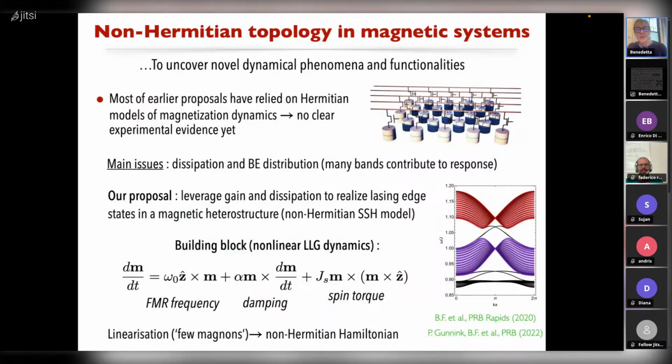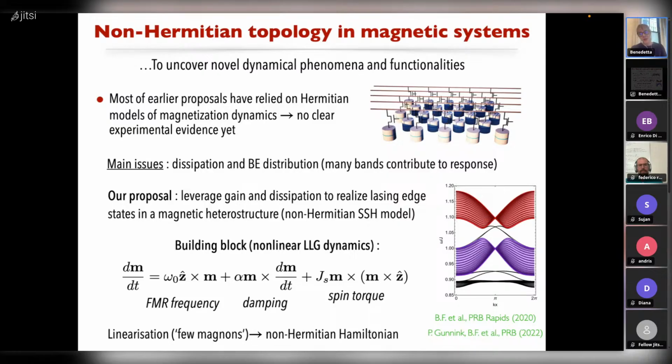Okay, so where I was, right? What I was mentioning is that a lot of proposals for topological magnonics have relied, at least for decades, on Hermitian models of the magnetization dynamics. And interestingly enough, at least from my perspective, there is not a clear-cut proof that topological magnons really exist.